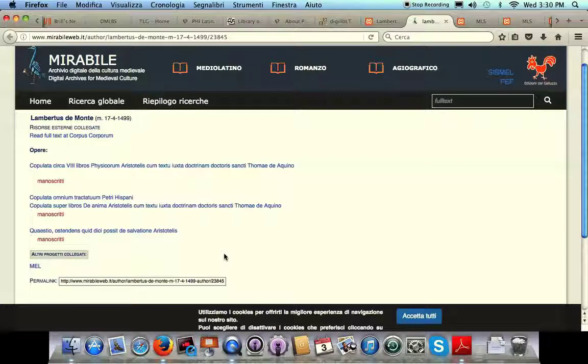So we have here Lambertus de Monte, and in fact, you see here that he has written other texts than the one I edited, but they are not yet edited, to my knowledge. So I think this is my text. Yes, this is my text, and they also have the edition here. You have an incipit, and they tell you about these manuscripts. You don't get much more. You get information about the age of the manuscript, which is 15th century in this case.